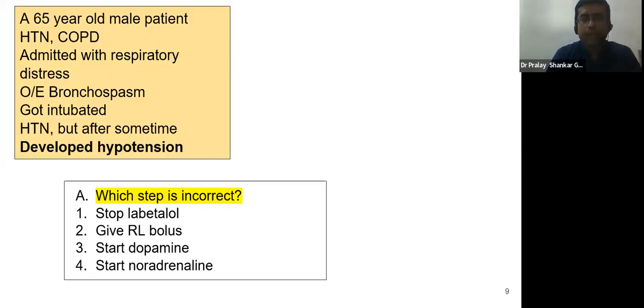Now, this same patient, after some time when we have properly sedated the patient, have given a bolus dose of propofol and labetalol for hypertension, this patient develops hypotension. So my question is, which step is incorrect? Which step is not right? So can I get the answers? My first option was stop labetalol, give RL bolus, start dopamine, and start noradrenaline. Which step do you think is incorrect? Can I get the answers?